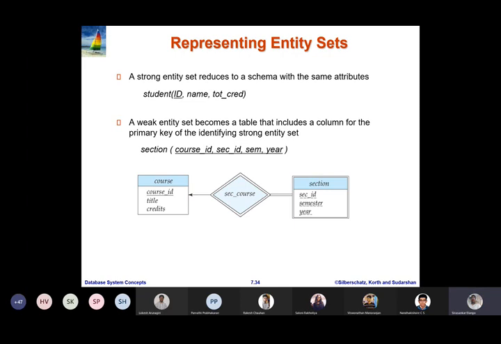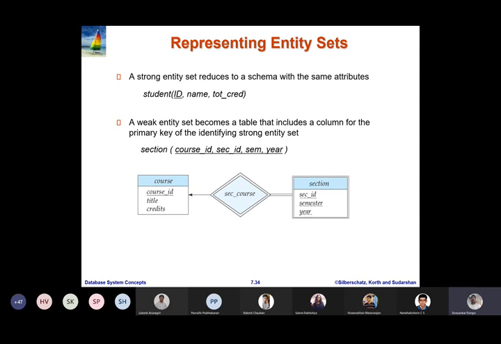So here the primary key of the strong entity set is going to be course id, right? So the section is a weak entity set. It is dependent on the strong entity set course, right? So for course, the primary key attribute is going to be course id. So we are going to find the union of the primary key attribute of the strong entity set with all the other attributes present in the weak entity set to represent the weak entity, right?